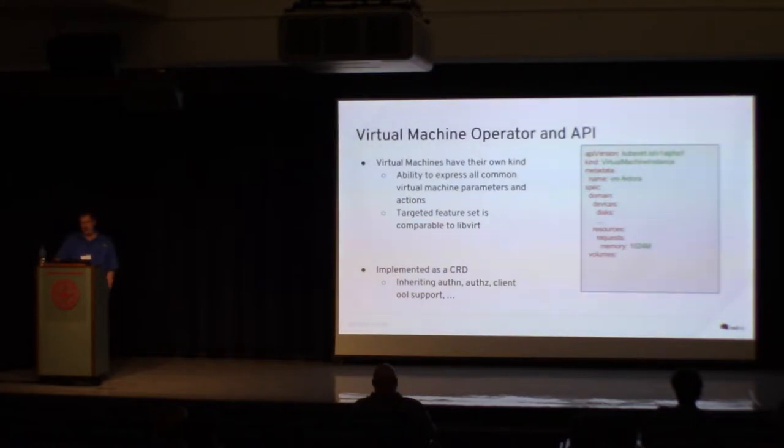So for the way we implement this, we actually are using a custom resource definition. I've got an example of one over on the right. It's basically just a YAML file for those who haven't seen this before. For those who have seen Kubernetes constructs before, this should look pretty familiar. In this case, the only thing special about it is the kind is a virtual machine instance. So virtual machines here have their own kind. And this gives us the ability to express all common virtual machine parameters, such as memory, CPU, and the like. Because we're implementing this as a custom resource definition, we also inherit RBAC rules, so users are only allowed to modify things in the namespaces they're designed for and what have you.